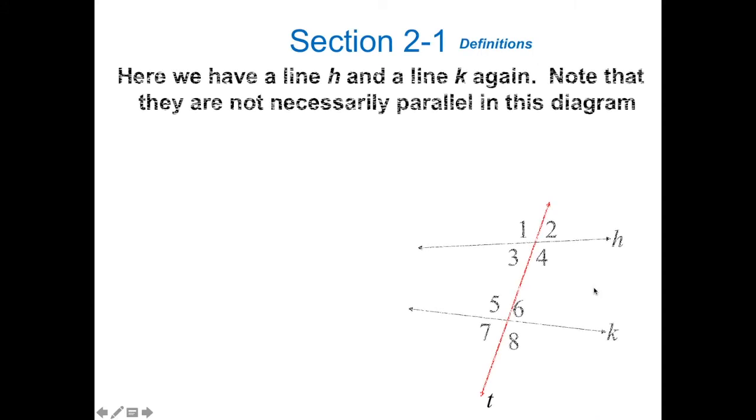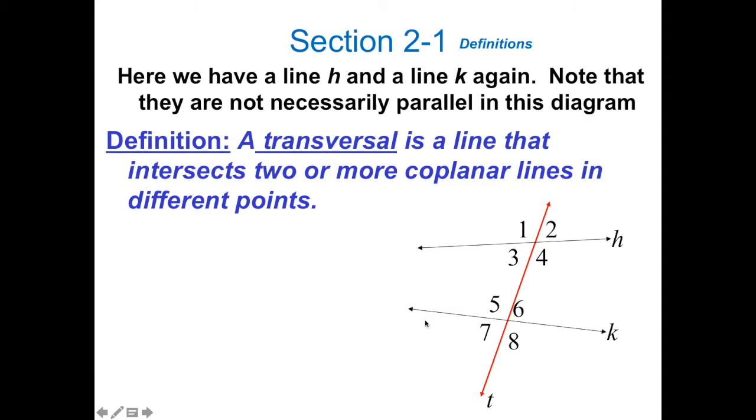Anyways, this is the most general way they could draw a diagram like this. A transversal is a line that intersects two or more coplanar lines in different points. So this being said, what's the transversal we're talking about in this diagram?